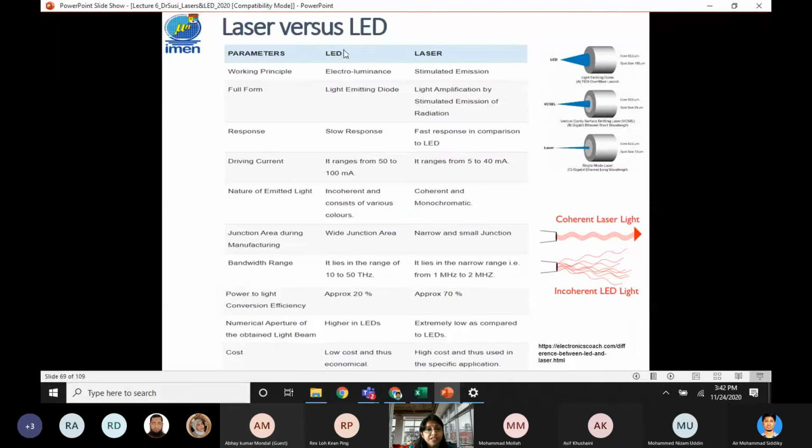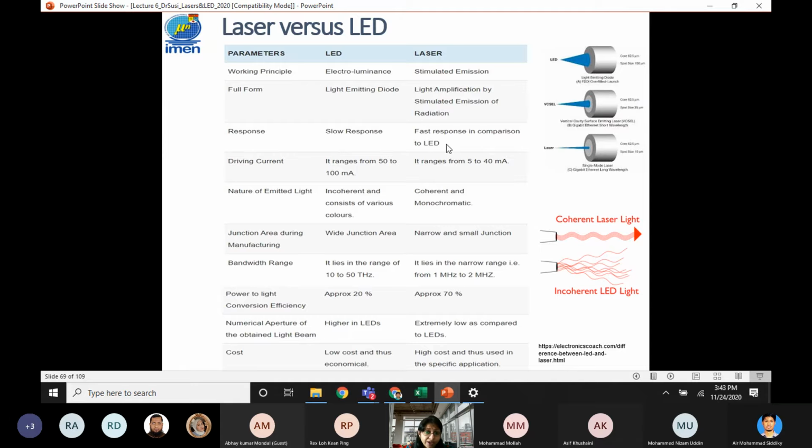Now, what is the comparison between laser and LED? Basically, the working principle in LED is spontaneous emission, therefore it is using electroluminescence. In laser, it is stimulated emission, so you need to have a pumping source. Laser stands for light amplification by stimulated emission of radiation. The response of LED is slow, therefore in telecommunications, it cannot be used for long distance, only for very short distances.